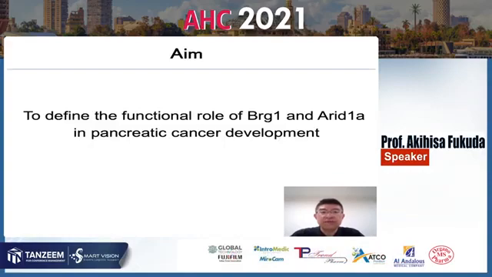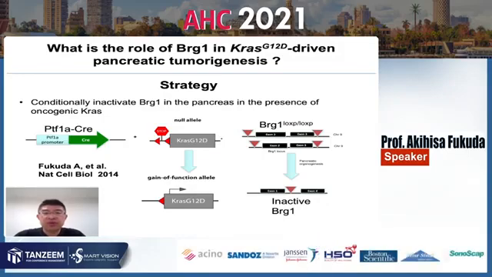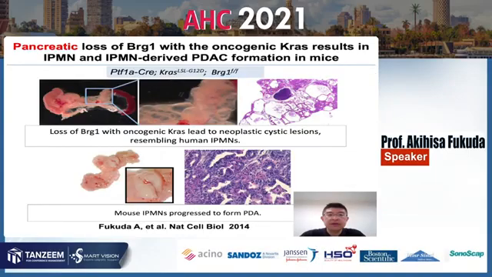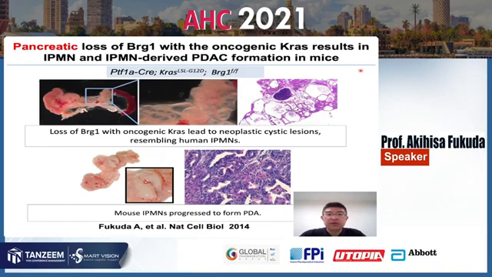So, we sought to define the functional role of BRG1 and ARID1A in pancreatic cancer development. First, we generated pancreatic-specific BRG1 knockout mice, crossing PTF1A-Cre KRAS mice with BRG1 flox mice. As shown here, pancreatic-specific loss of BRG1 with oncogenic KRAS results in formation of IPMN, which progressed to form IPMN-derived PDAC in mice. This is consistent with the findings that BRG1 expression is frequently lost in human IPMNs.